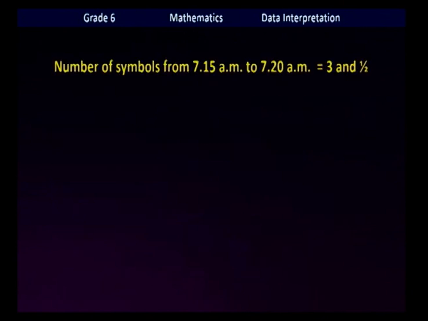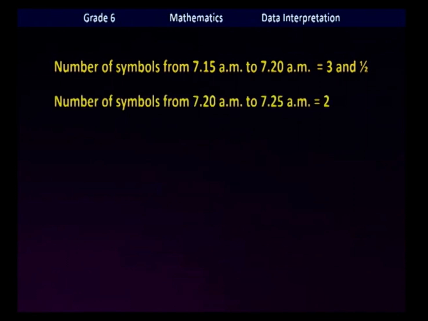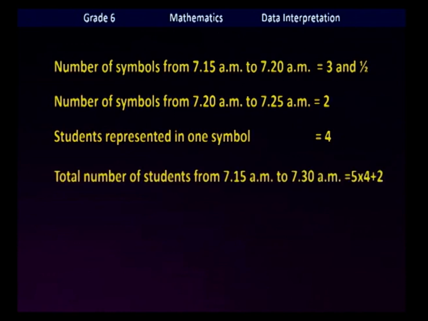Number of symbols from 7:15 to 7:20, 3.5. Number of symbols from 7:20 to 7:25, that is 2. Yes. Then the students represented by one symbol is 4. Then tell me, half of a symbol, what is that? 2. Yes. Total number of students from 7:15 to 7:25 means we have to multiply 5 by 4 and add the other 2. Yes, then what is the answer? 22. Yes, very good. 22 is the answer.